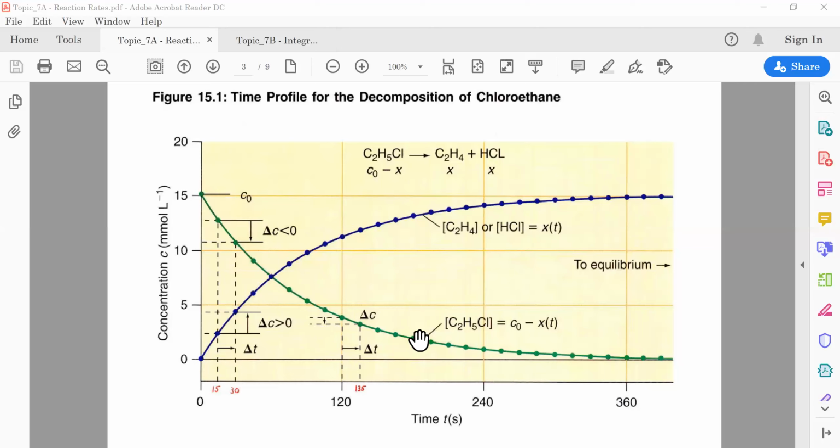Given enough time, as you can see by these curves, the reaction will eventually reach equilibrium. In this particular case, the equilibrium is virtually to completion. And so you can see that after 400 or so seconds, the ethyl chloride has essentially disappeared, and the same amount, 15 millimoles per liter, of both ethylene and hydrogen chloride have formed, which they must according to the stoichiometry.